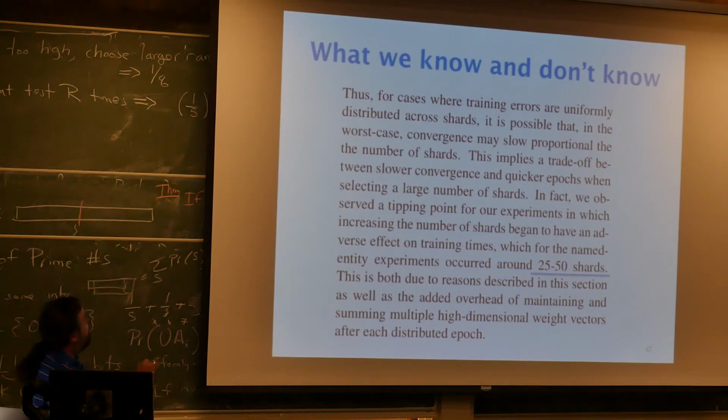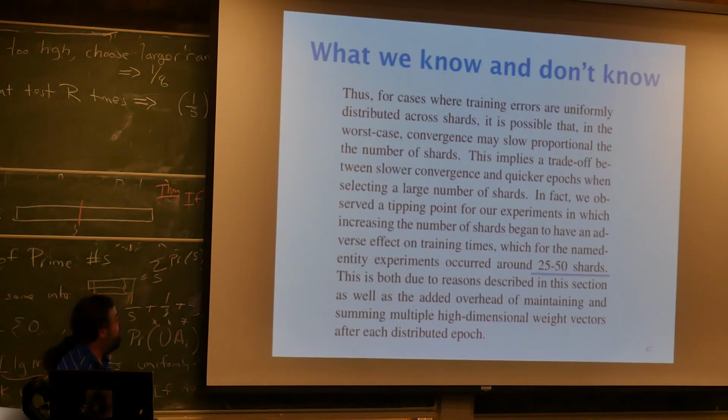They say, in the worst case, convergence can be proportional to the number of shards. So there's a trade-off between slower convergence and faster epochs, because the more shards you have, the faster each pass is. If you have 100 shards, they're only doing 10% as much data as if you have 10 shards. They saw a tipping point in their experiments where increasing the number of shards actually slowed things down. For the named entity experiments, it's around 25 or 50 shards. So you can get a speed up of 50, it's not nothing, but you can't get a speed up of 500 or 1,000, even if you have 1,000 worker machines, which they certainly did.